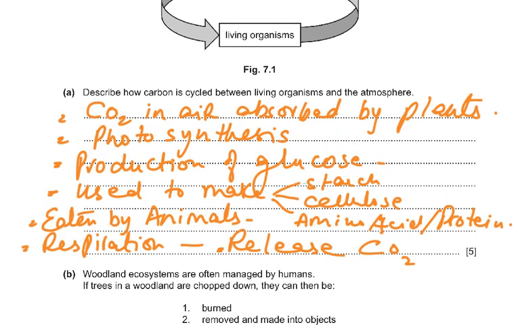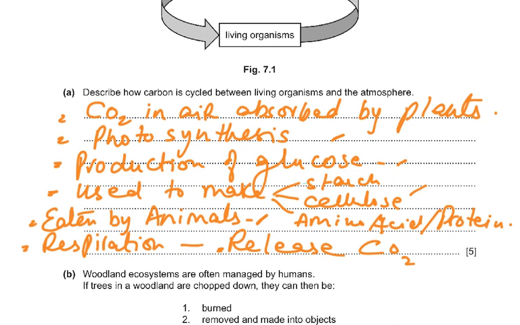So carbon dioxide in the air absorbed by plants, or you could have said producers, or you could have said even chlorophyll. That was also correct. Process is called photosynthesis, 2nd mark. Production of glucose, 3rd mark. Used to make starch or cellulose or amino acids or proteins, you could have got another mark. Then eaten by animals, another mark.